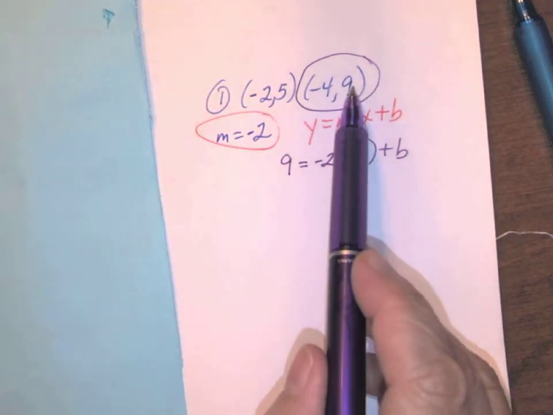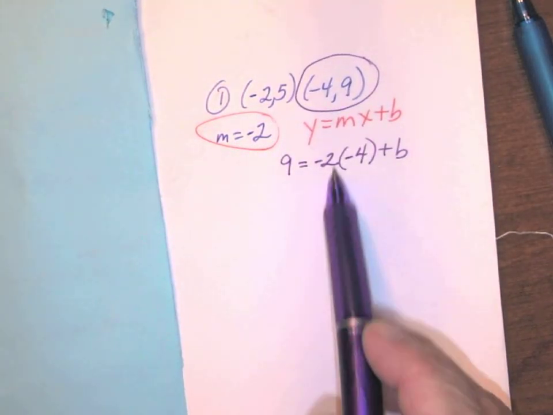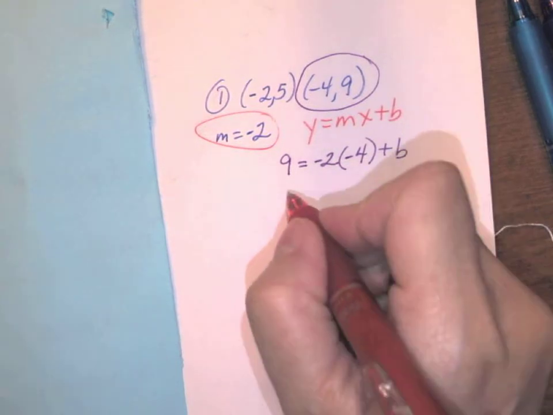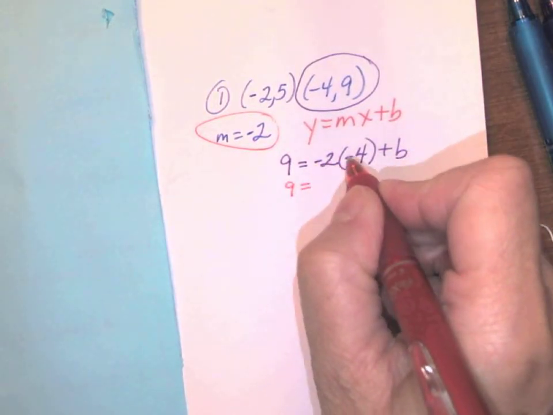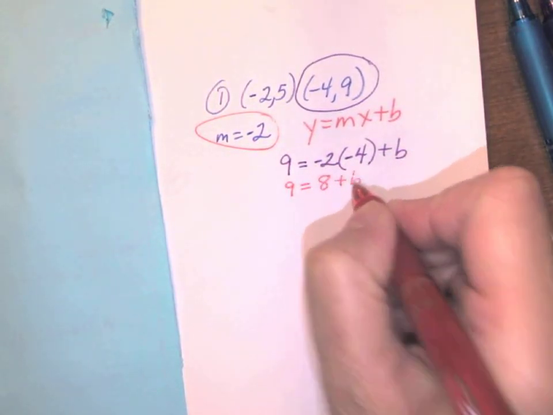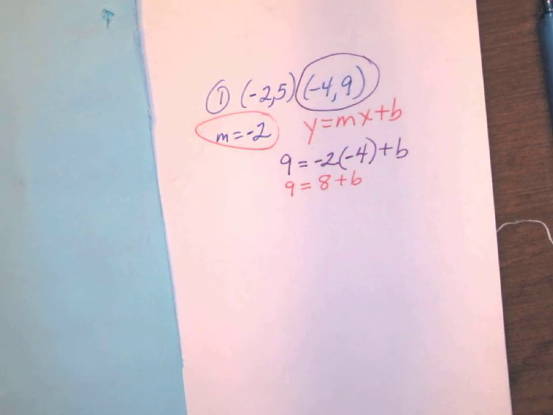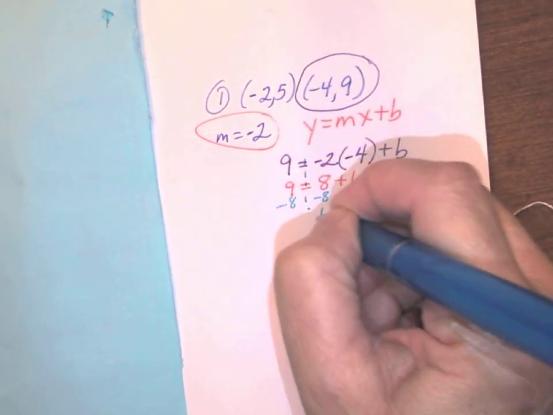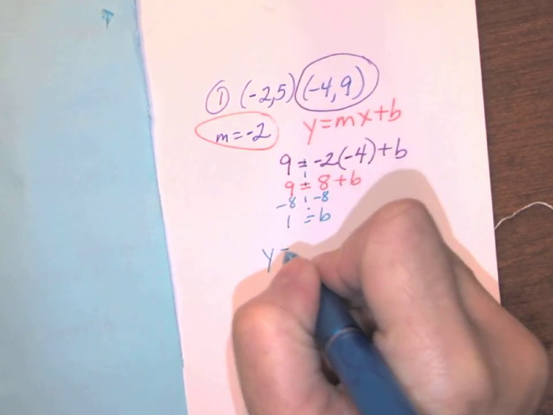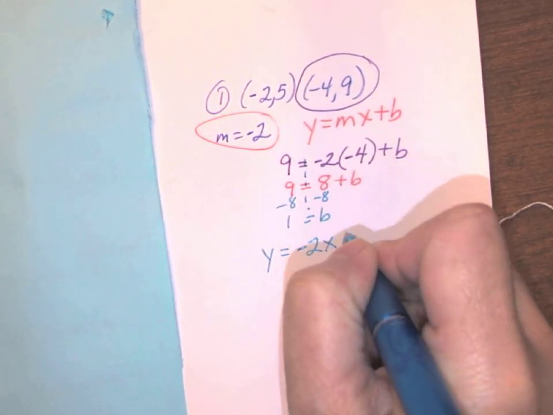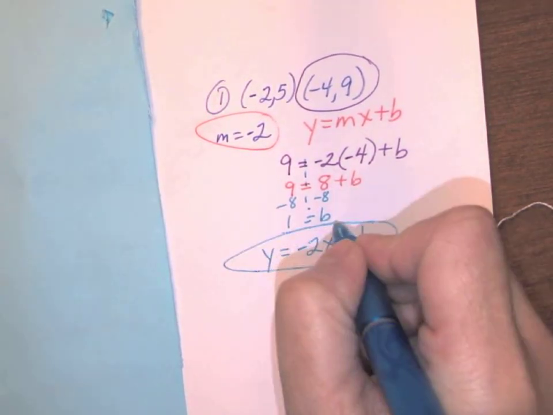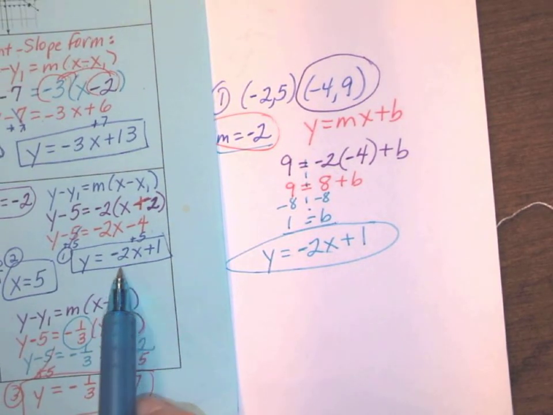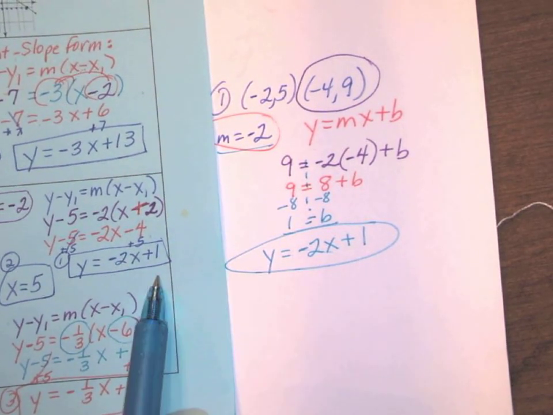I substituted 9 for y, negative 2 for m, negative 4 for x. The only thing I didn't know was b. That's what I need to know. So let's do the math. Negative 4 times negative 2 is 8. And then, see, this is a simple equation. Then all I have to do is minus my 8. B equals 1. So I get y equals negative 2x plus 1. Because here's the b, here's the m. Now, is that what I got when I did it in point-slope form? Yes, it is. Got the exact same equation.